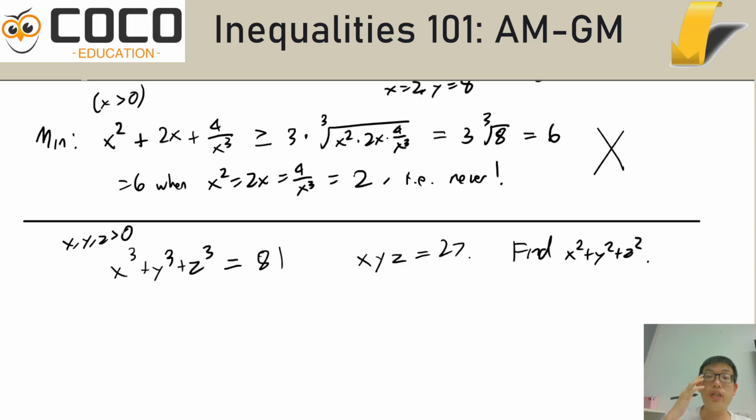If you try to use your algebraic identities to get x squared plus y squared plus z squared, you're going to be here for a while. What AM-GM also does is that it is kind of telling you two quantities that only meet at one very, very specific place.